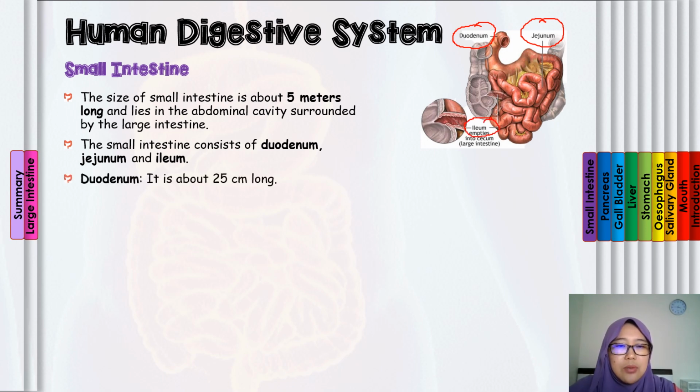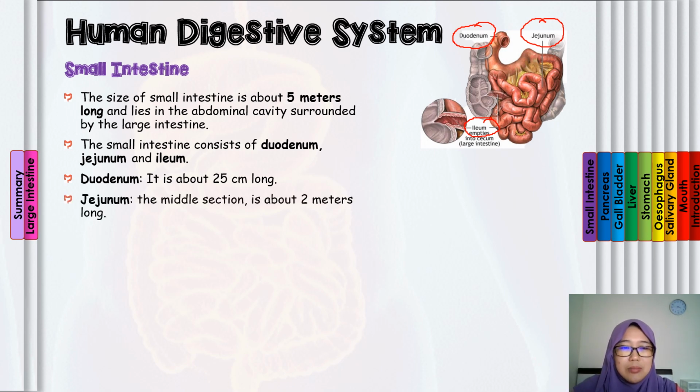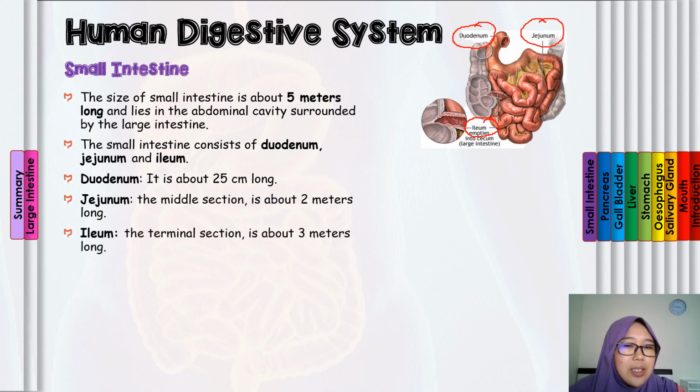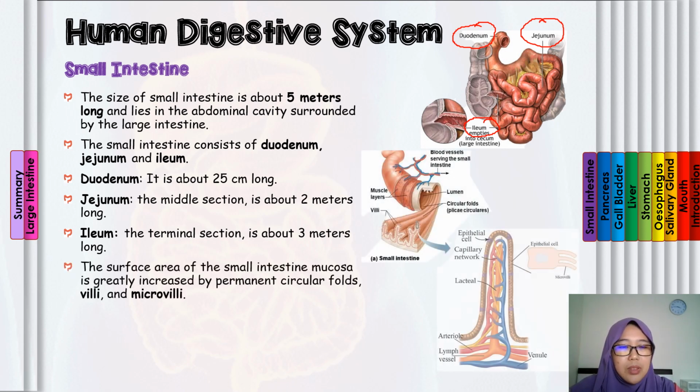The duodenum is about 25 centimeters long, whereas the jejunum, the middle section, is about 2 meters long, and the ileum, which is the terminal section, is about 3 meters long. The surface area of the small intestine mucosa is greatly increased by permanent circular folds, villi, and microvilli.